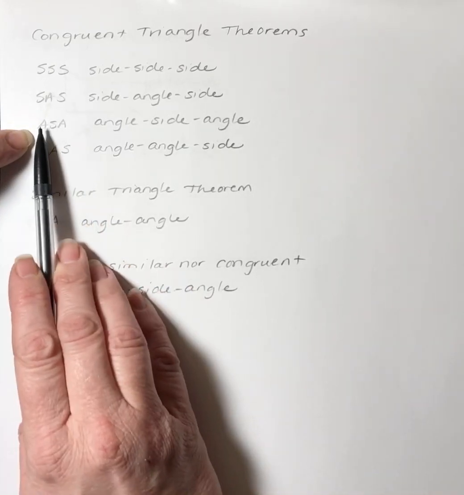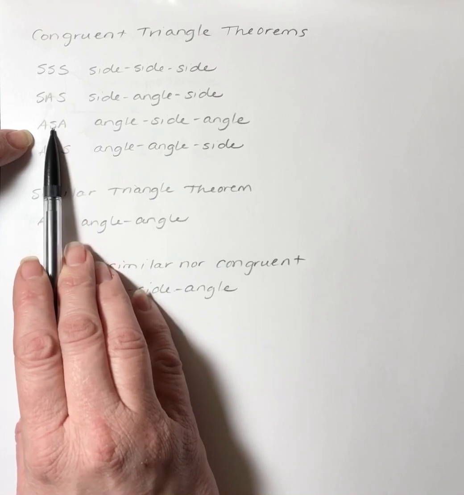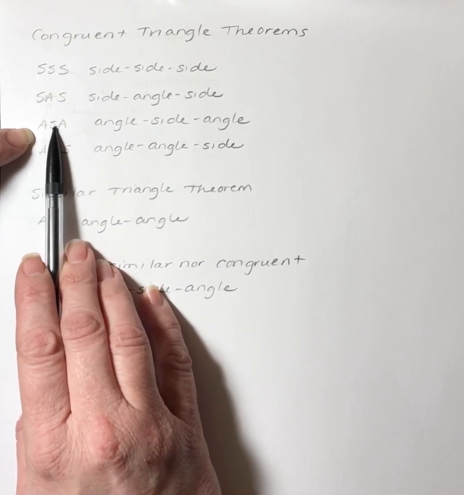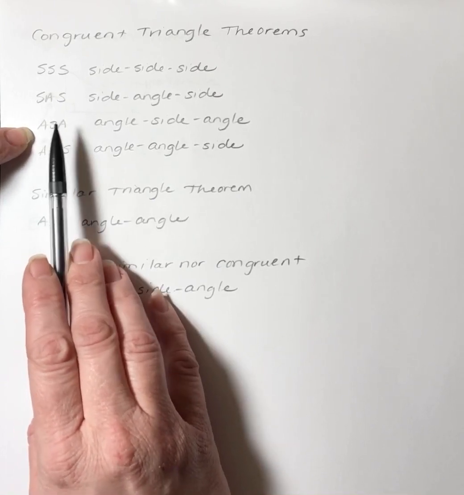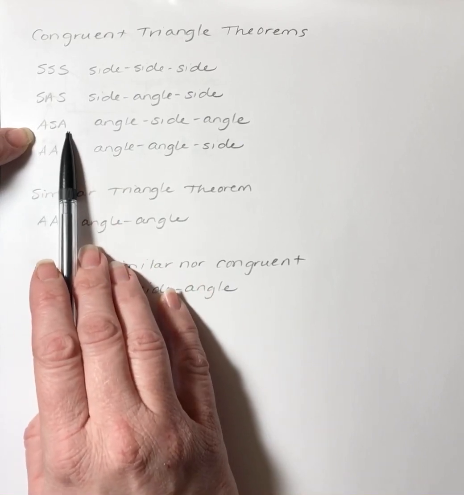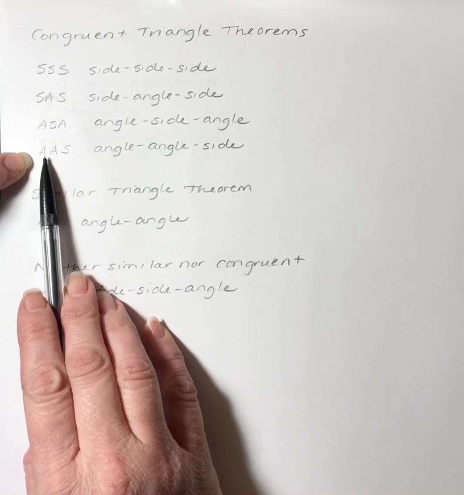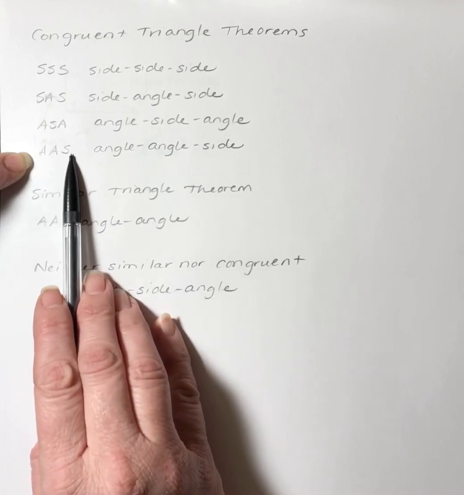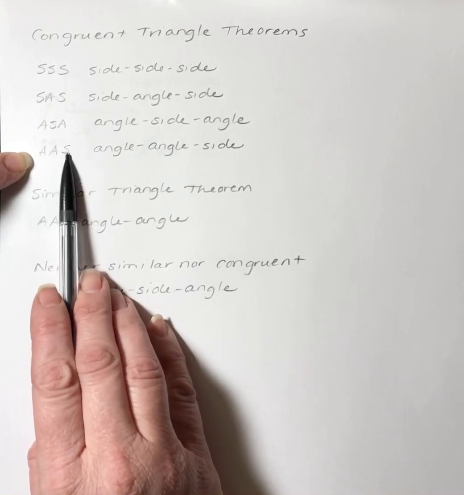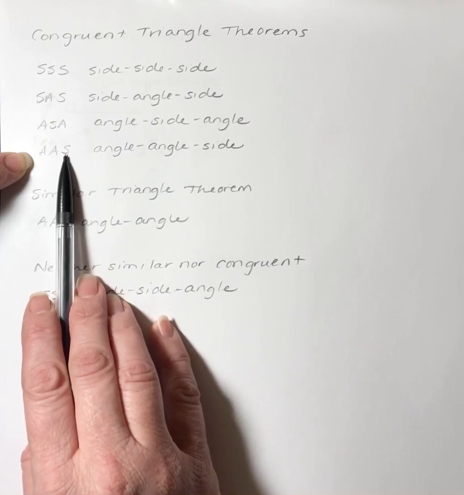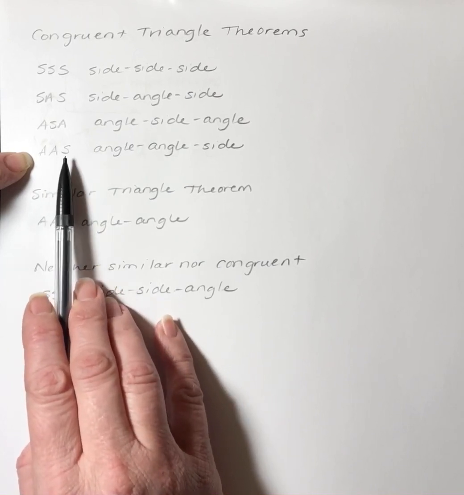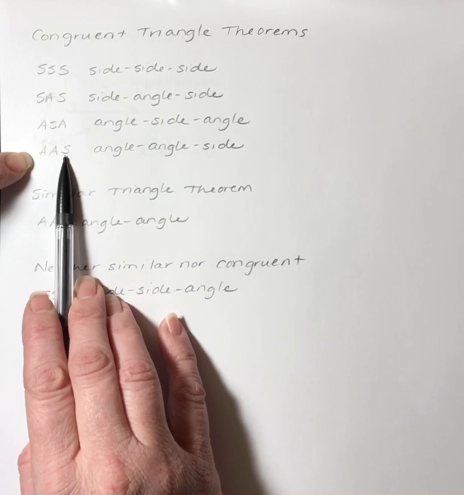Angle, side, angle. If two angles and the side in between them, their included side, are all congruent, then by angle, side, angle, two triangles are congruent. The fourth one is angle, angle, side. If two angles and their non-included side are congruent, then the two triangles are congruent, okay?